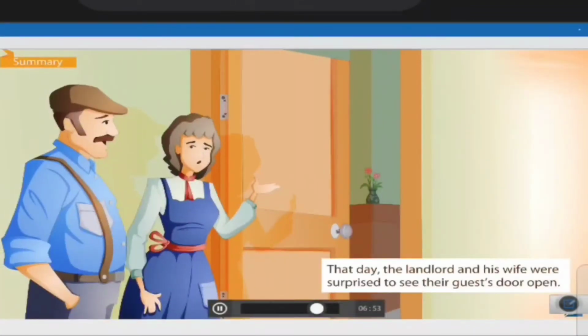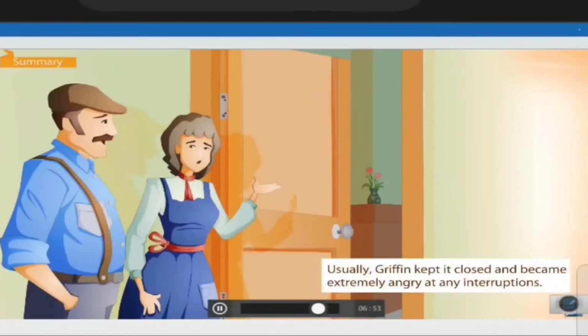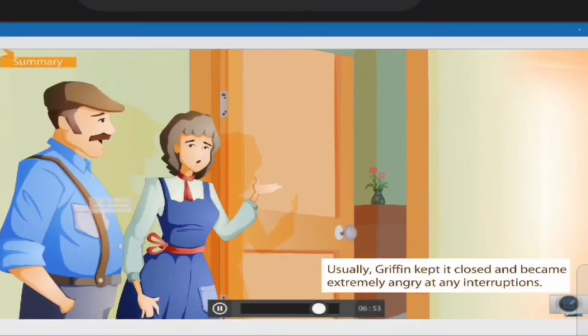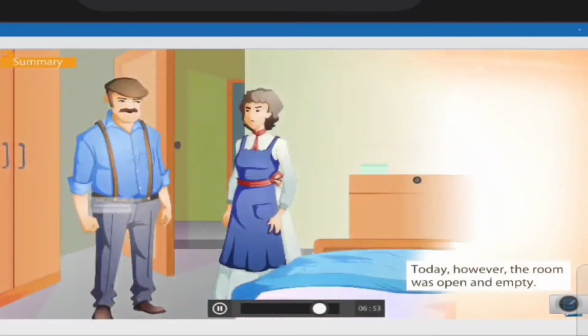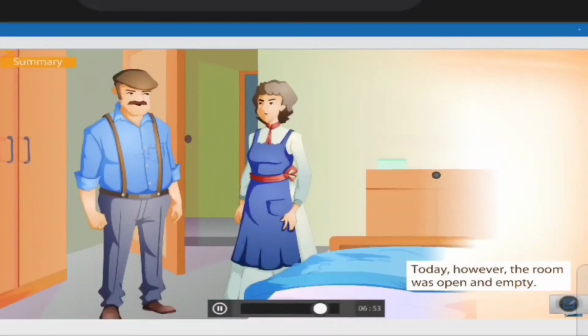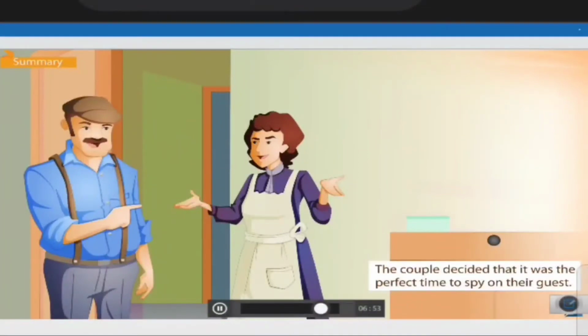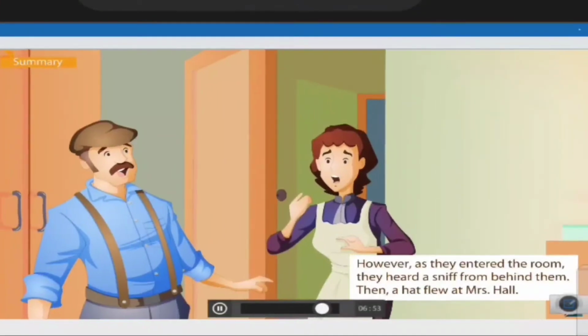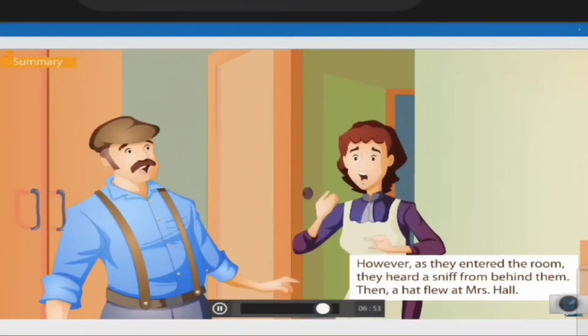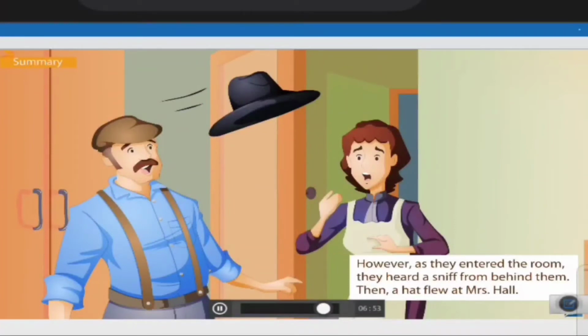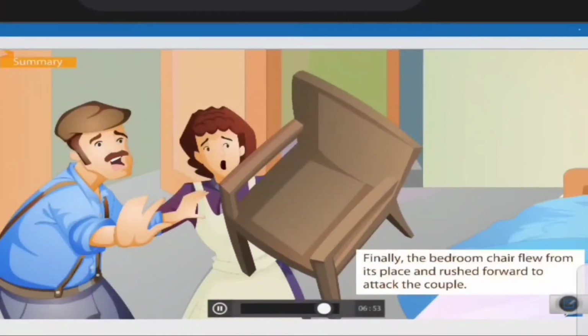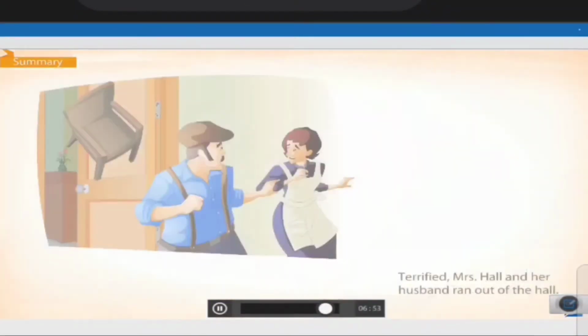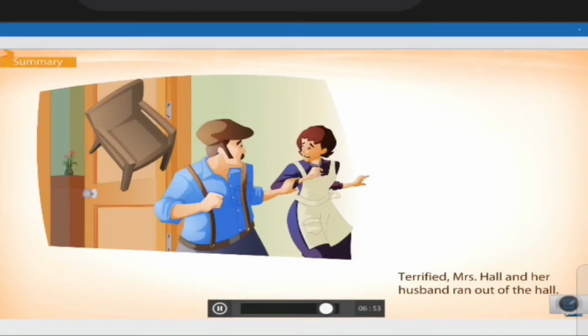That day, the landlord and his wife were surprised to see their guest's door open. Usually, Griffin kept it closed and became extremely angry at any interruptions. Today, however, the room was open and empty. The couple decided that it was the perfect time to spy on their guest. However, as they entered the room, they heard a sniff from behind them. Then a hat flew at Mrs. Hall. Finally, the bedroom chair flew from its place and rushed forward to attack the couple. Terrified, Mrs. Hall and her husband ran out of the hall.